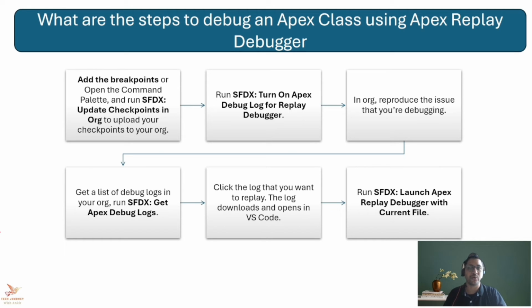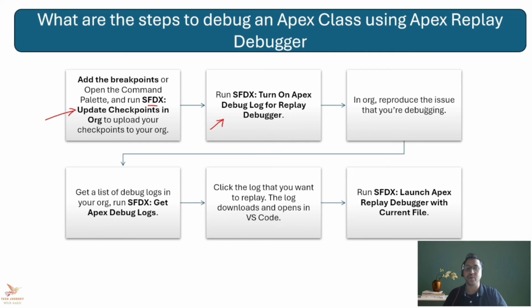The first step is to add either the breakpoint or the checkpoint. Adding the breakpoint is very simple: you have to double click on the line. To add the checkpoint, you have to execute the command sfdx update checkpoints in the org. Next, once you have added the breakpoints and the checkpoints, you can turn on the Apex debug log for replay debugger by pressing Control Shift P and executing this command.